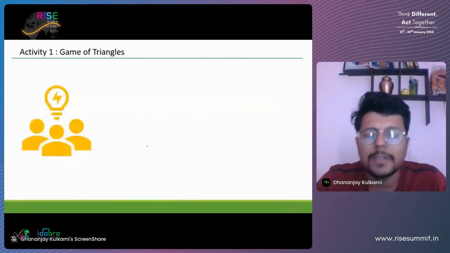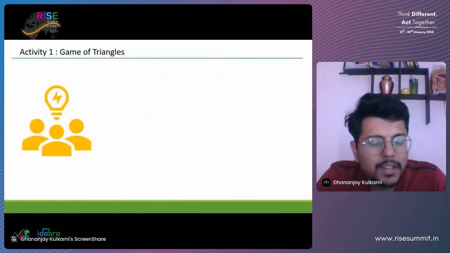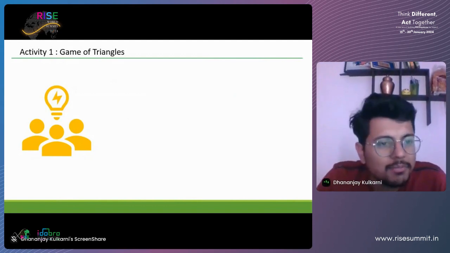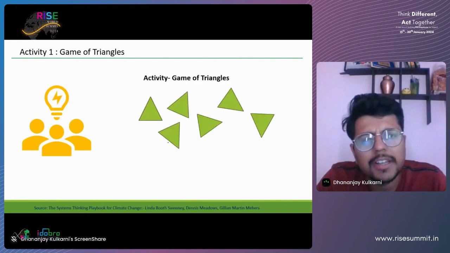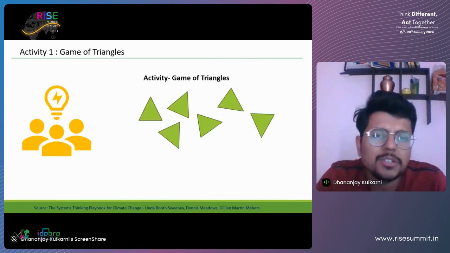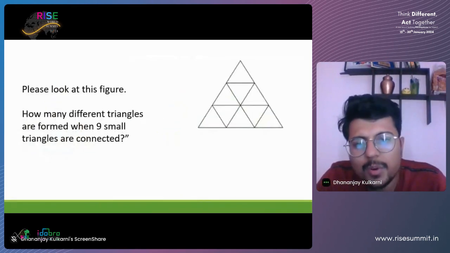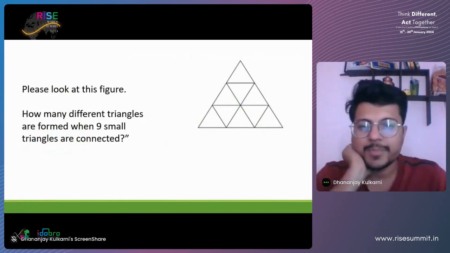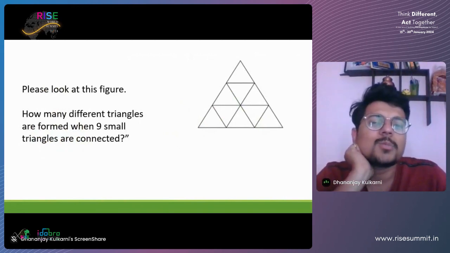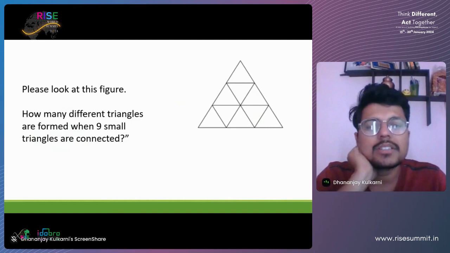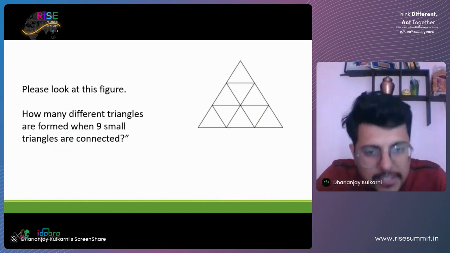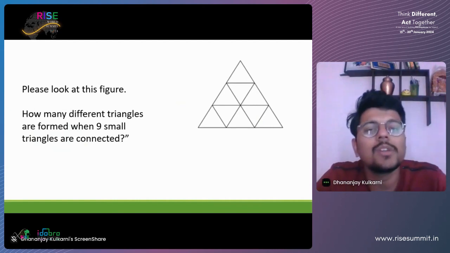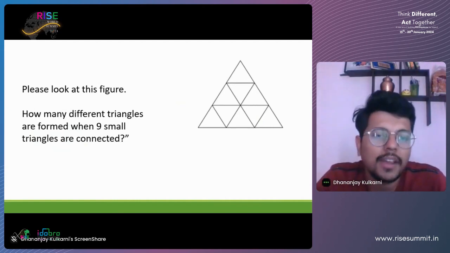So today we are going to look at that only. But before starting, I would like to start with one game, one activity for you all, and it will take just 2 minutes. The activity is called Game of Triangles. On the screen you can see this figure. You need to count the number of triangles in this figure. There are 9 small triangles, but you have to calculate how many total unique triangles are there.